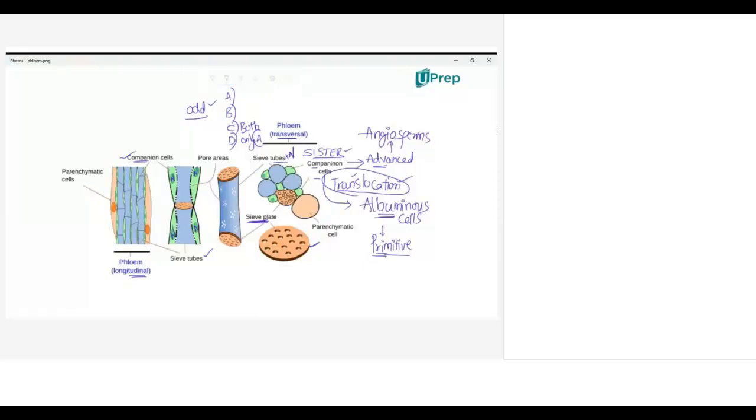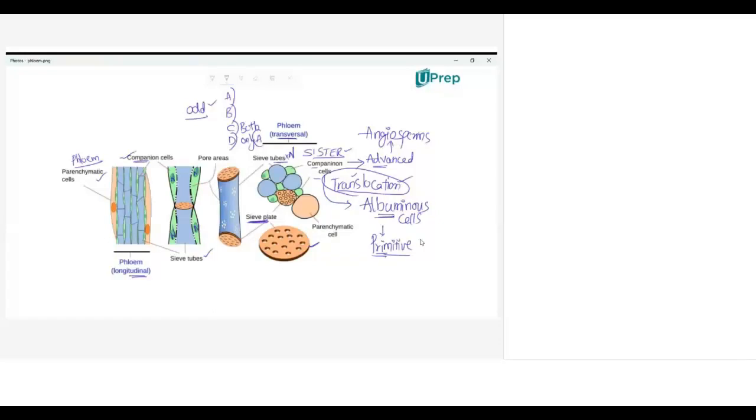Now here, along with the companion cells and the sieve tube elements, you will have parenchyma cells. Those are called phloem parenchyma. Okay, let's show how the phloem parenchyma is actually helping the phloem in translocation of food. See here, parenchyma is acting as another supporting tissue along with the companion cells to the sieve tubes.